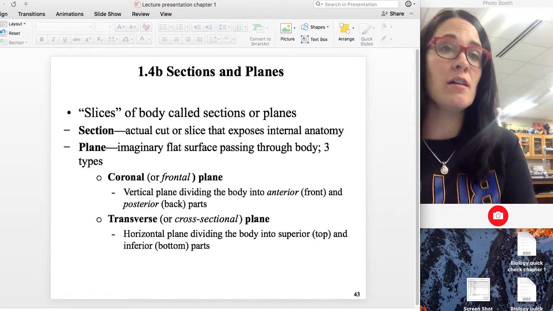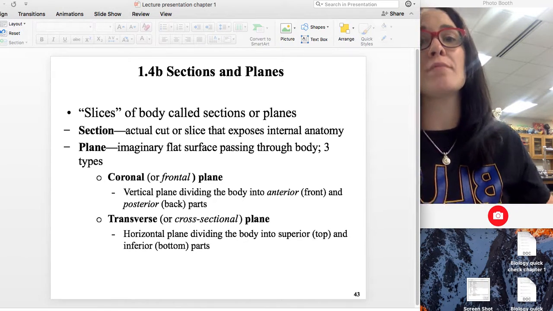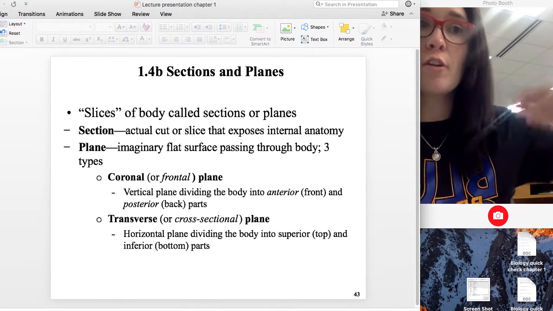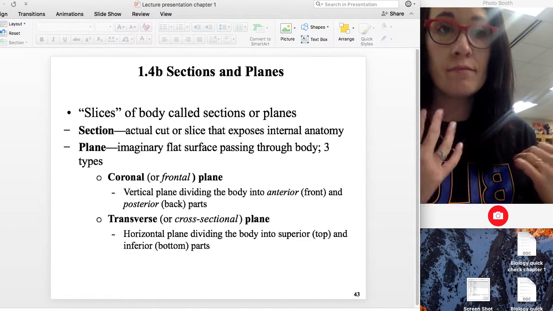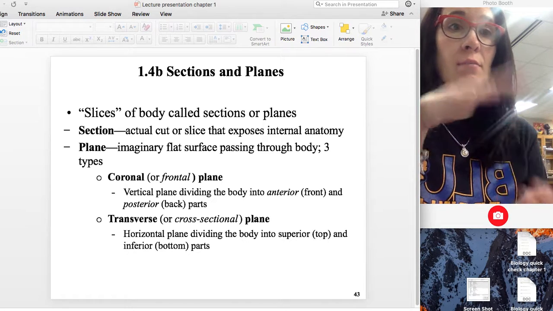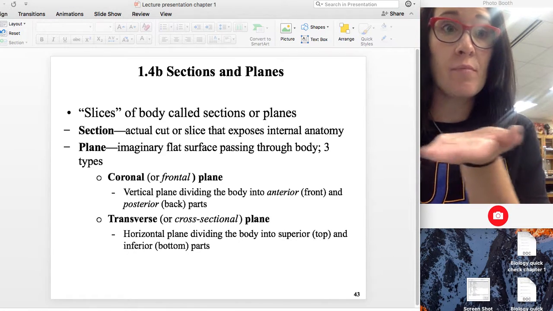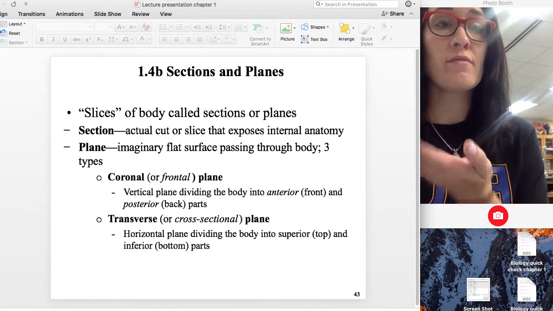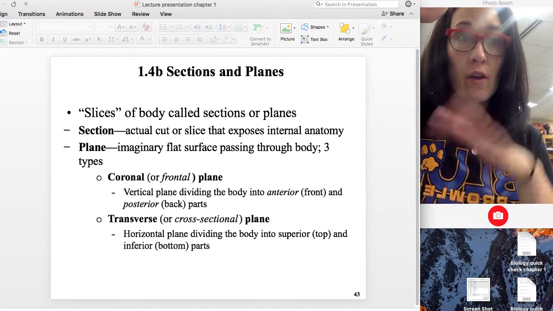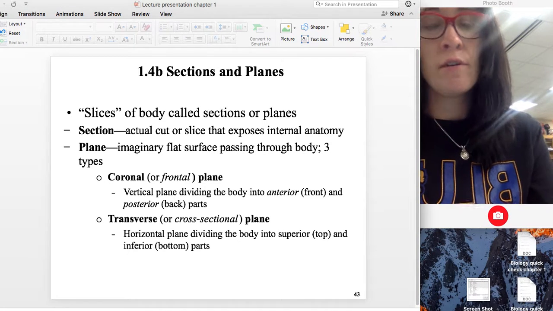The first one's called the coronal or the frontal plane, a vertical plane that divides the body into anterior and posterior. Transverse, if you take the body in correct anatomical position and you take a plane and you cut it horizontally or transversely into the superior and inferior parts.